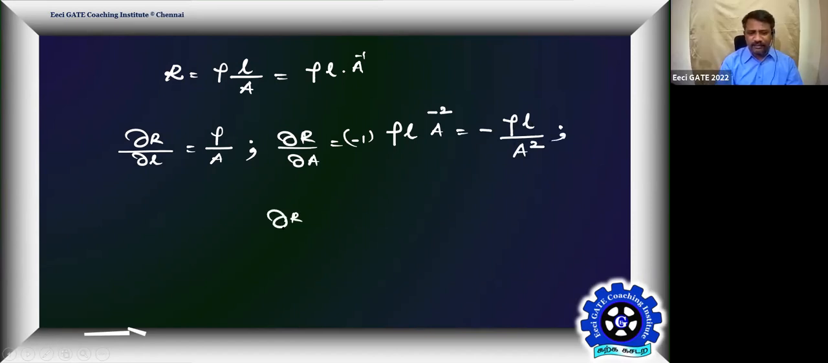Then the final parameter, dou R by dou rho: the change in R due to change in resistivity. You are finding sensitivity: how sensitive R is to L, how sensitive R is to A, and how sensitive R is to rho. Differentiating with respect to rho, the result is simply length by area of cross section of the metal block.